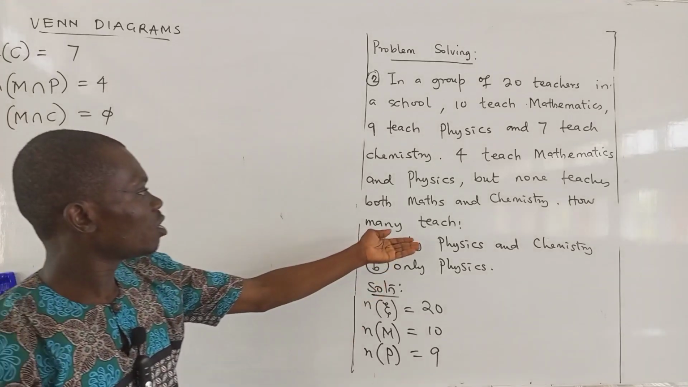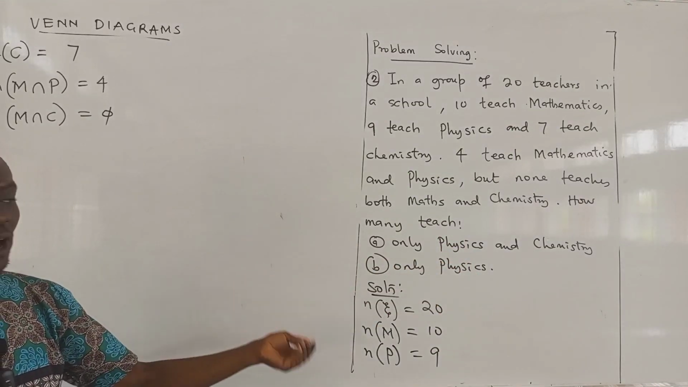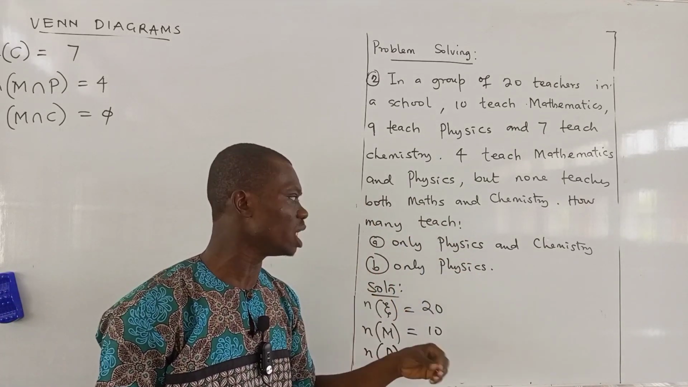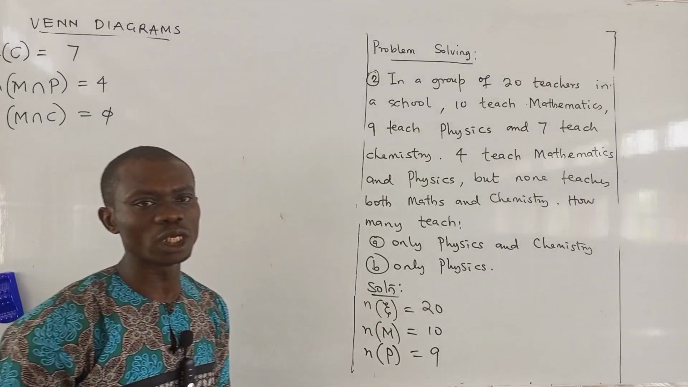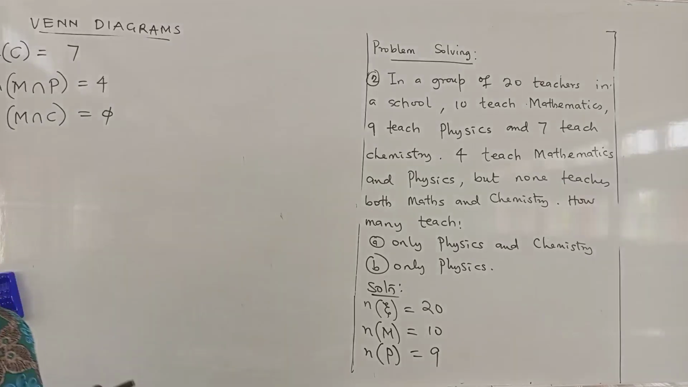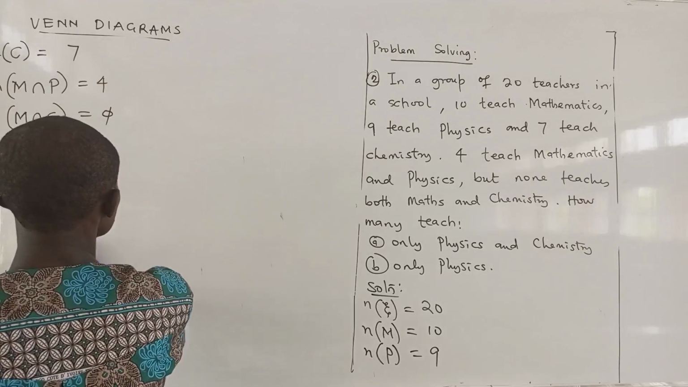And now, these are the only information we are given. So the question we now have is that we should find the number of people teaching only physics and chemistry, and the number of people teaching only physics. Okay, so now how do we handle that? So let's have our Venn.